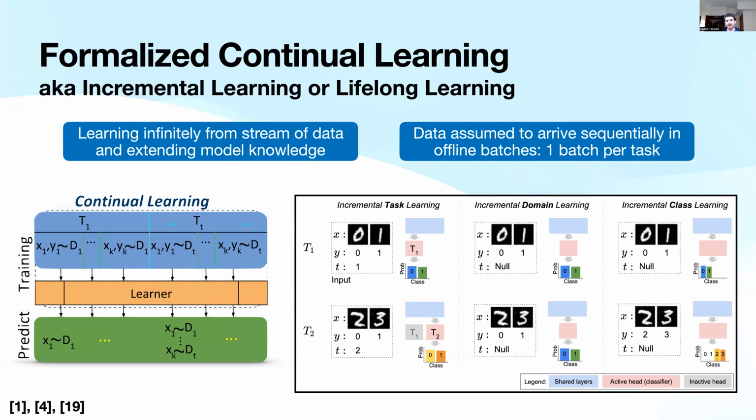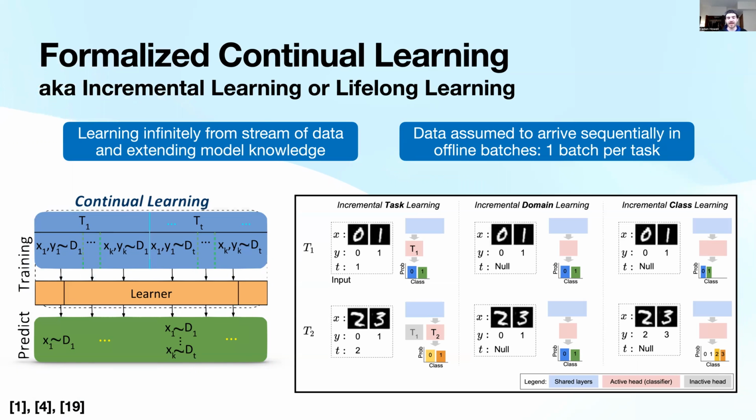Now, in practice, we often make a simplifying assumption. We say that tasks come in sequentially in offline batches. Doing so is a good thing because it means that we can shuffle the batch and get IID assumptions. It also means that we can train for multiple epochs over the same batch. It's a much more difficult thing to do with an online assumption.